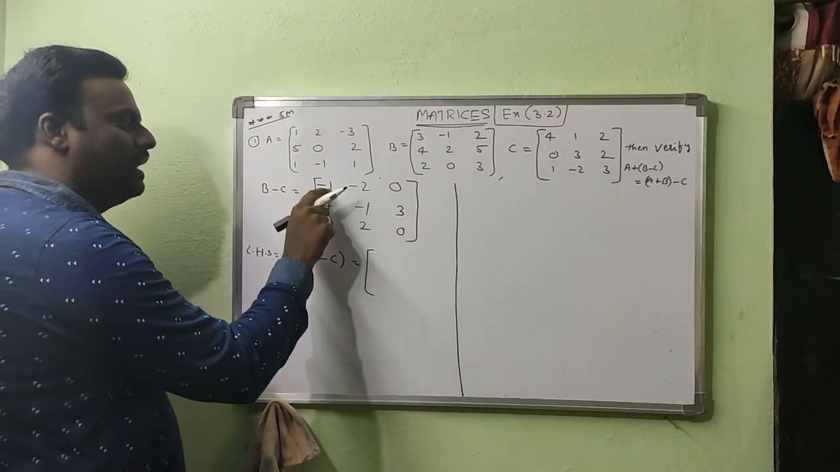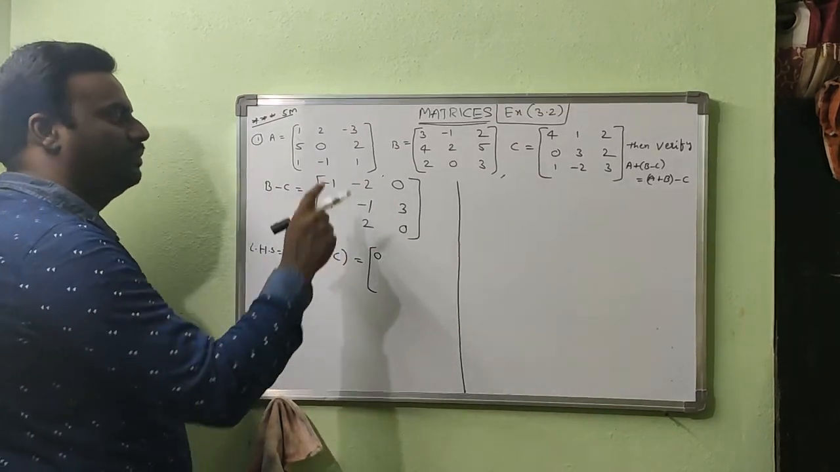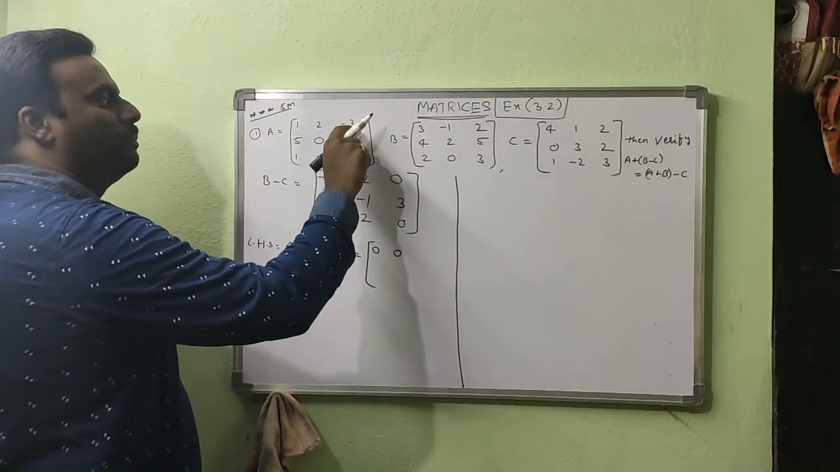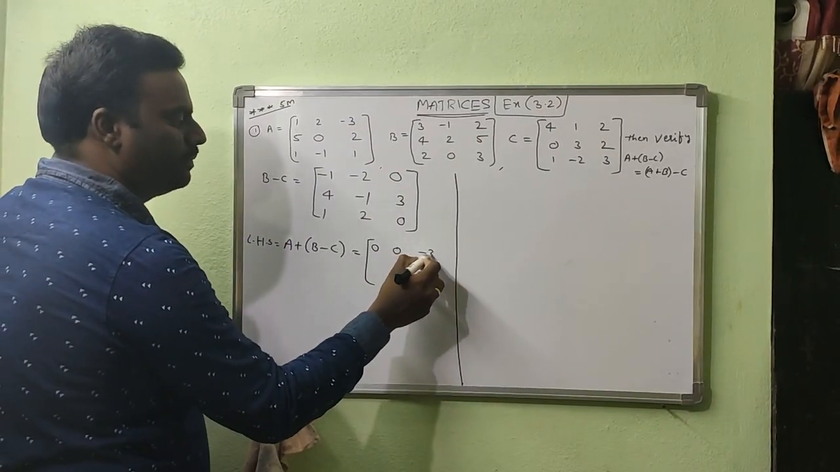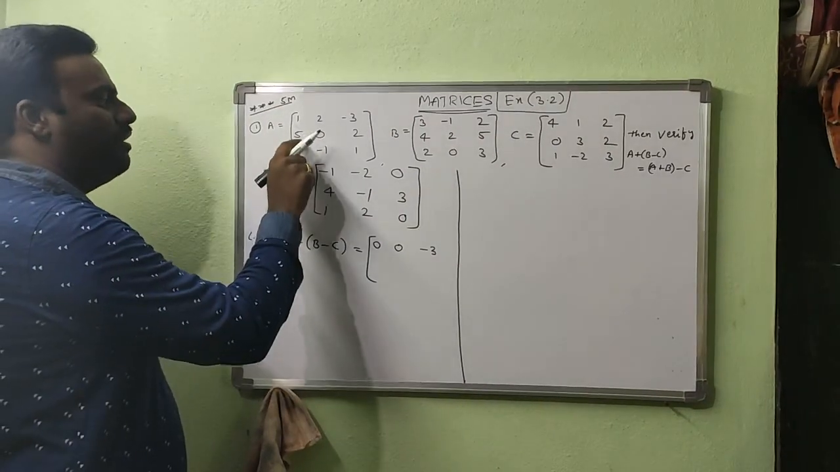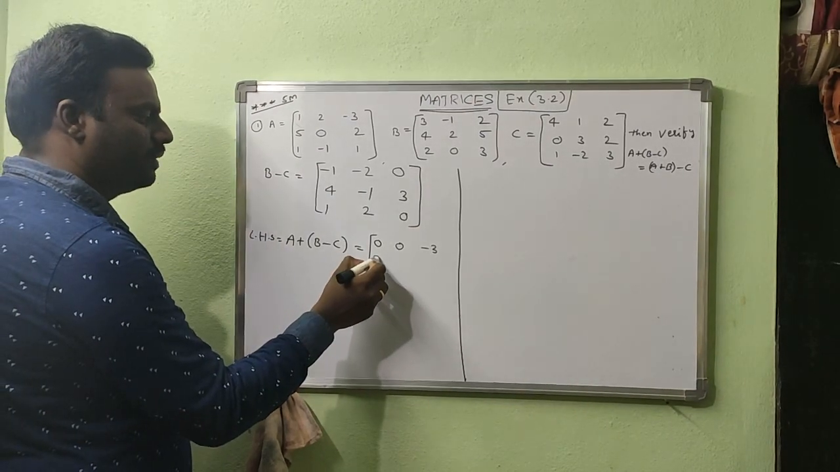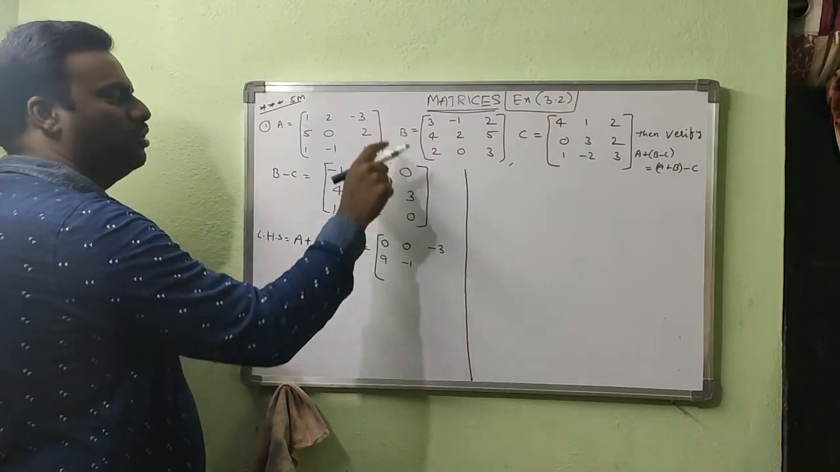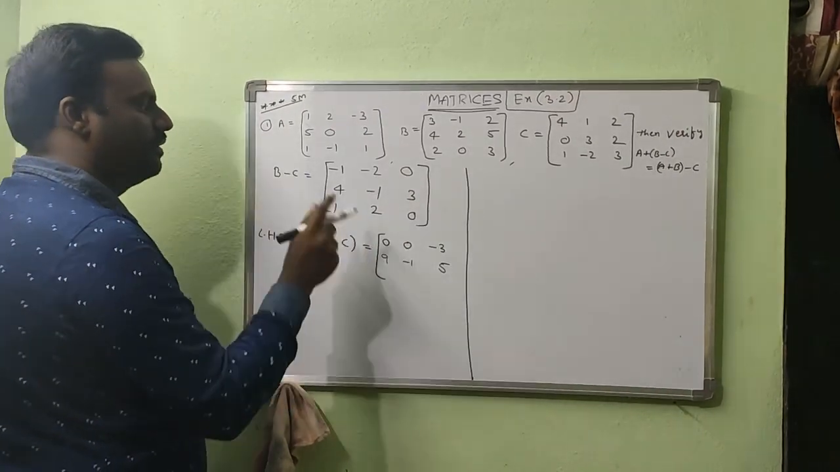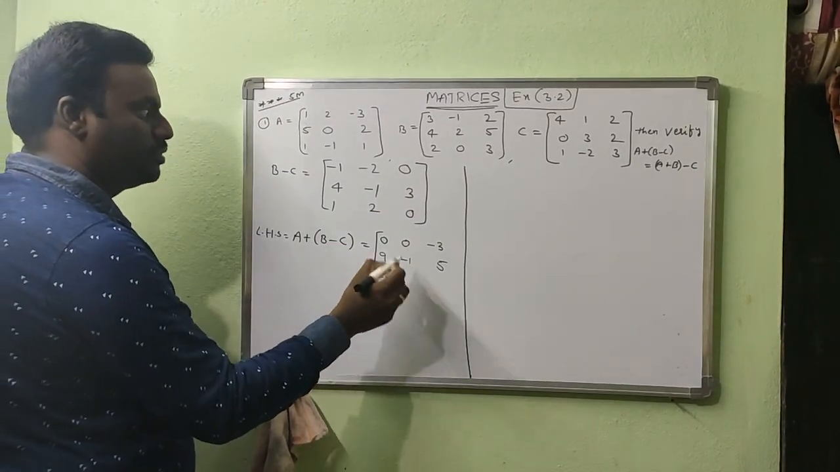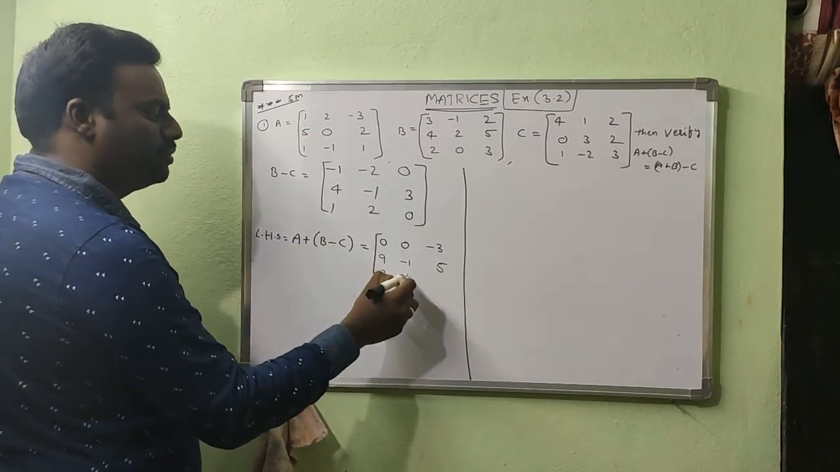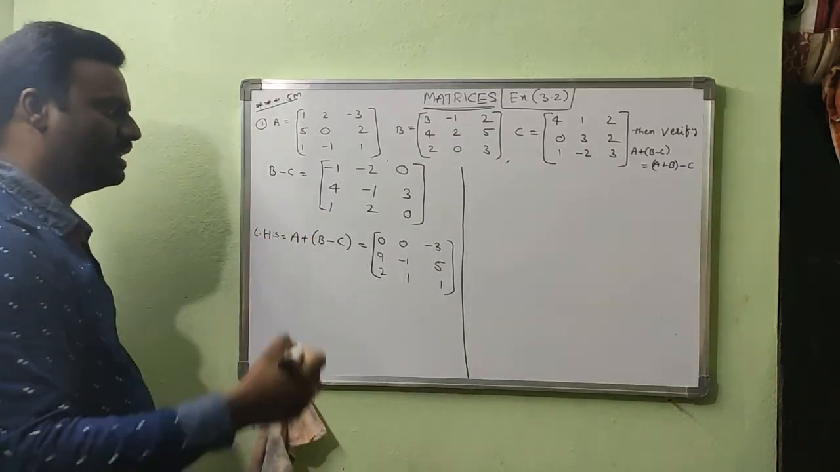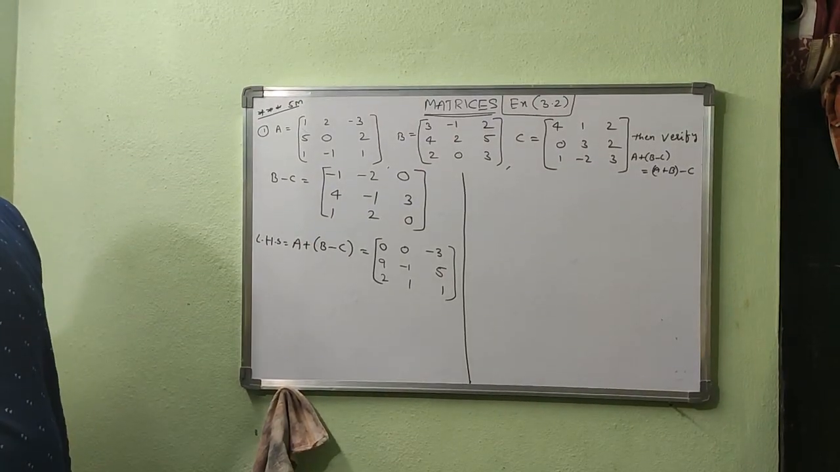So if you do the simplification, 1 minus 1, 0. 2 minus 2, 0. Minus 3 plus 0, minus 3. 5 plus 4, 9. 0 minus 1, minus 1. 2 plus 3, 5. 1 plus 1, 2. Minus 1 plus 2, 1. 1 plus 0, 1. So this is the value of LHS.